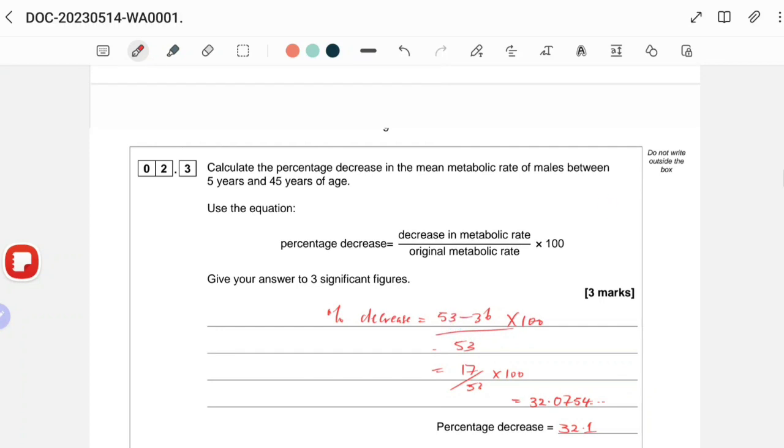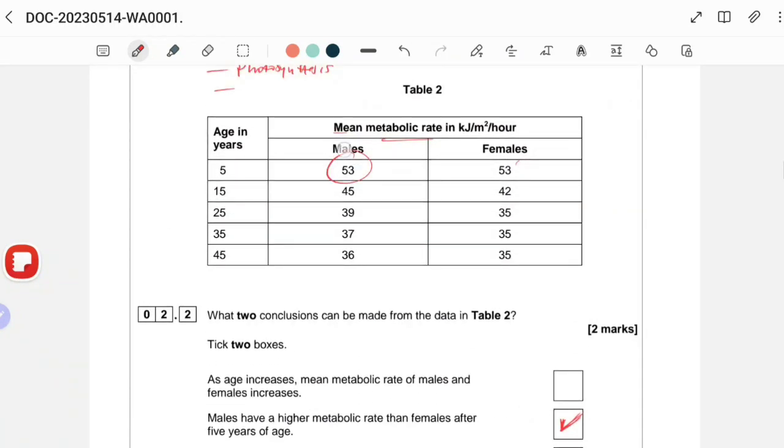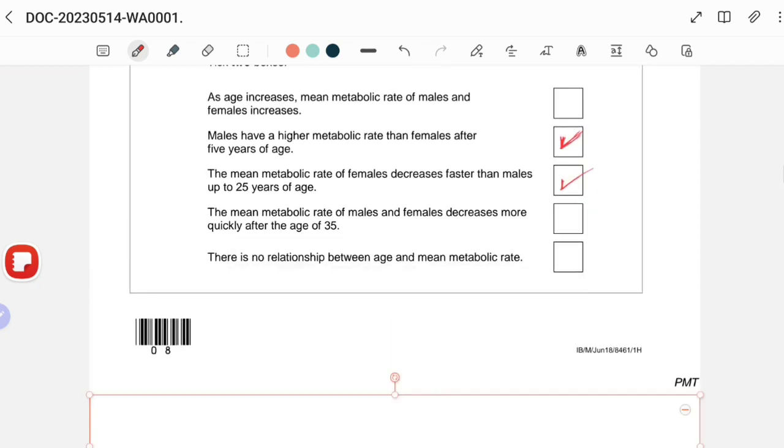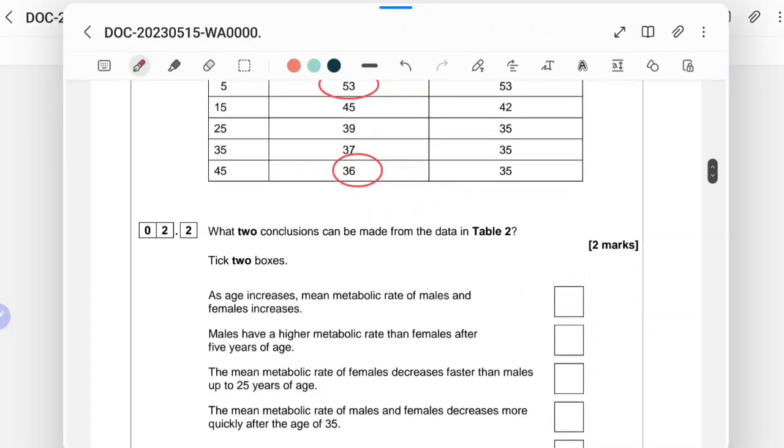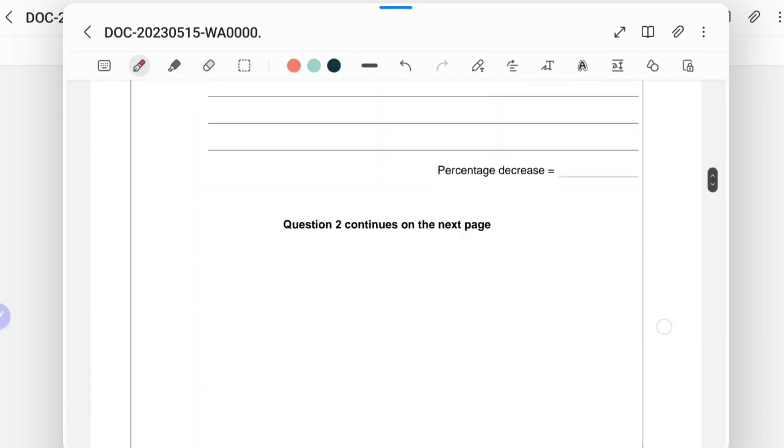So 53, if you look at the table up there, you take away 36, divided by, one second, divided by the original metabolic rate, which is what? 53 still. So it's like original minus the final one, that way. So multiply by 100, that gives you this figure here. And if you round that off, it gives you this. Please, you can rewind the video if that was a bit fast. I'm trying to make sure the video is not too long. All right. Sorry about that.